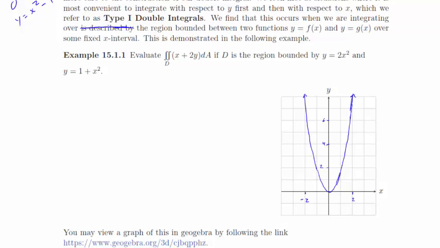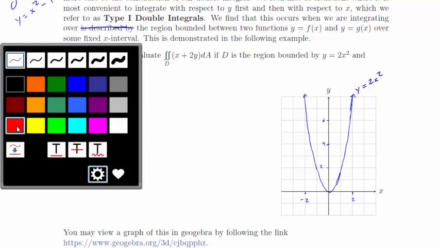So I am going to use GeoGebra 3D in order to better show you what's going on, but if we were doing this by hand and didn't have technology, we could at least sketch these just like this. So 1 plus x squared, that's going to have the point 0, 1. Oh, let's label y equals 2x squared.